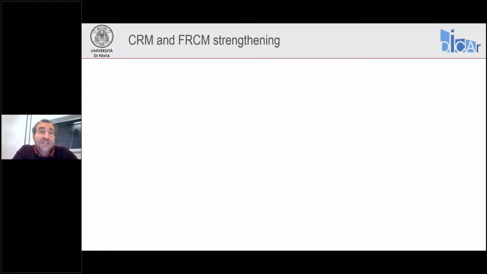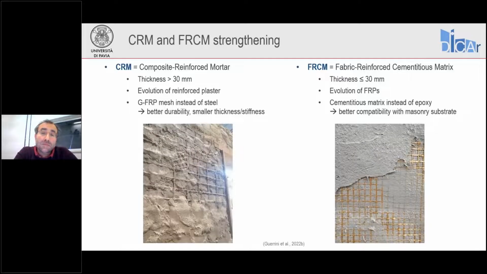So let's begin talking about CRM and FRCM strengthening. With CRM, or composite reinforced mortar, we mean a strengthening technique which has a thickness greater than 30 millimeters, as opposed to the FRCM materials, which have a thickness less than or equal to 30 millimeters. So this is one of the main differences between these two types of interventions.